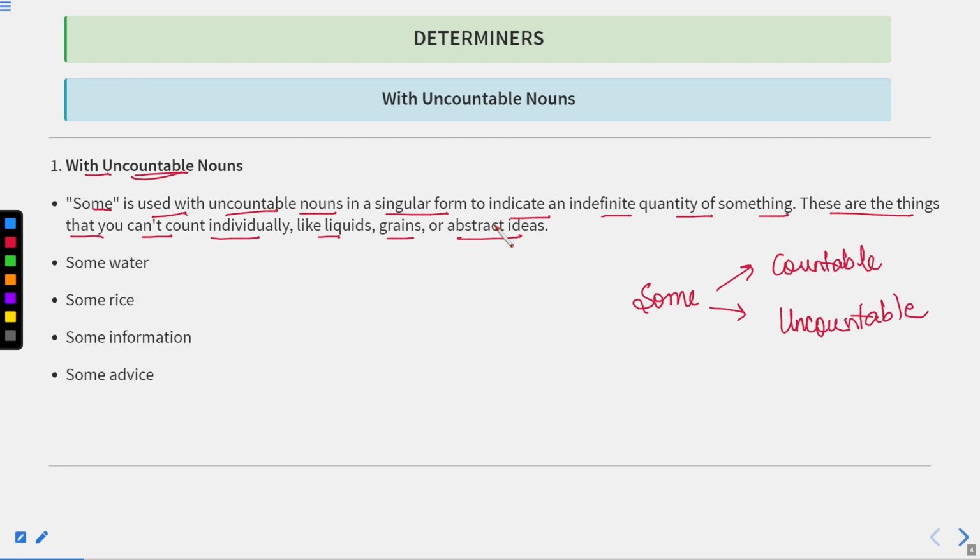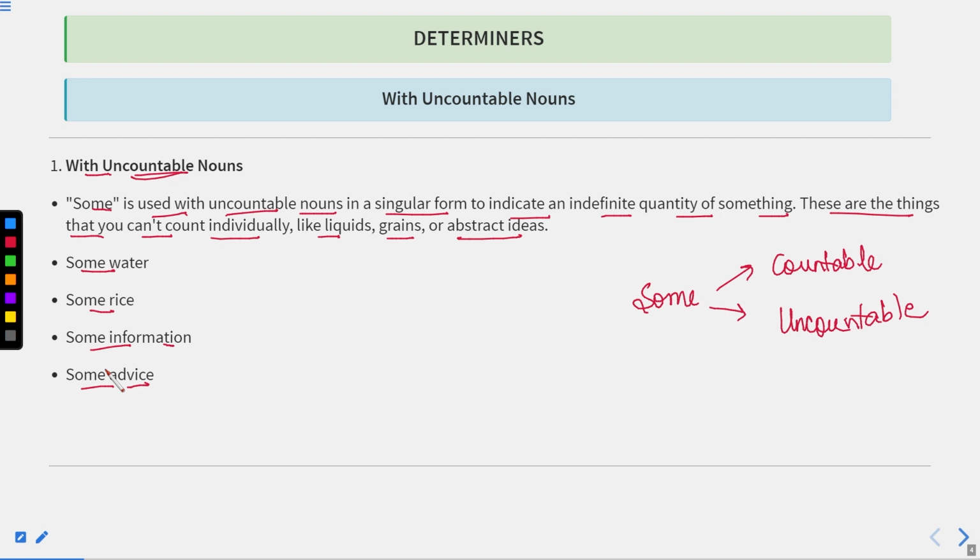You cannot count any kind of liquid. For example, you cannot count milk, you cannot count water, you can only measure them. Thus these nouns are always considered singular. Thus we can use the word some before them to show that we are talking about a little part of it. For example, if I say some milk, it means a little quantity of milk. Now we can say some water, some rice, some information, we can say some advice.